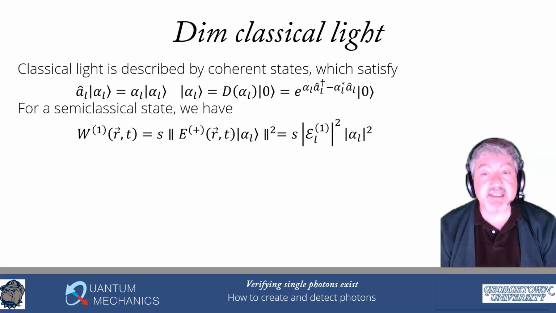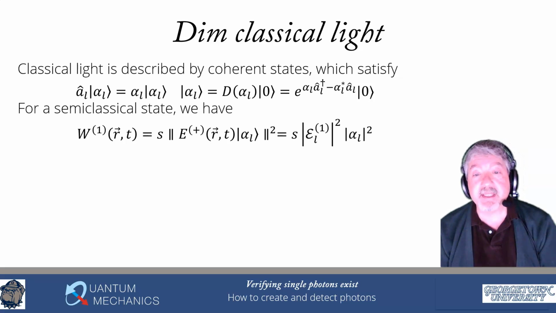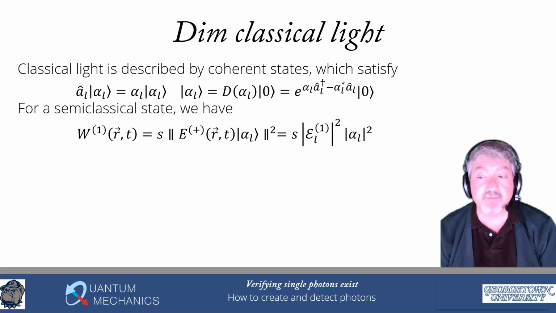For a semi-classical state or a coherent state, what we're going to find very easily is that the single photon probability, the efficiency S times the modulus squared of E plus, is going to equal S times that single photon amplitude epsilon_L of 1 modulus squared times alpha_L squared. Because remember, I have to take the expectation value of A_L. But A_L acting on the state alpha_L just gives alpha_L. And I'm taking the modulus squared of that. So I get modulus alpha_L squared.